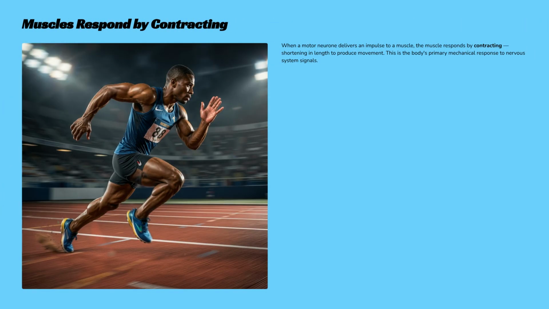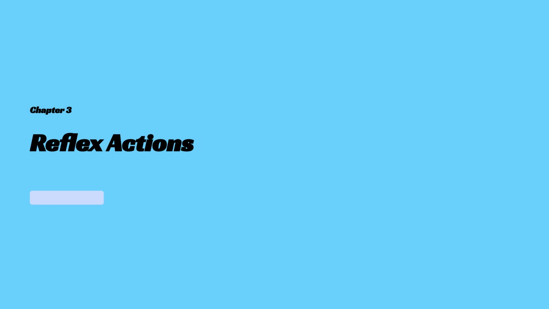Muscles contract by shortening in length to produce movement. They can only pull, work in antagonistic pairs, and require energy from respiration. Voluntary muscles respond to conscious commands, while involuntary muscles respond automatically. We now move to Chapter 3, Reflex Actions.